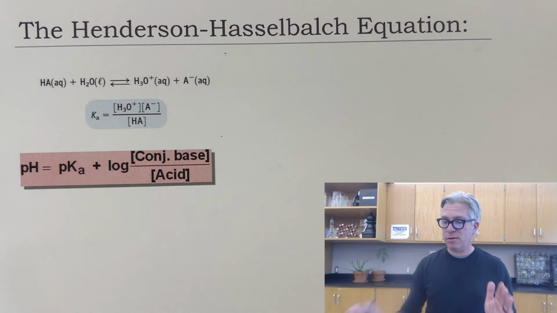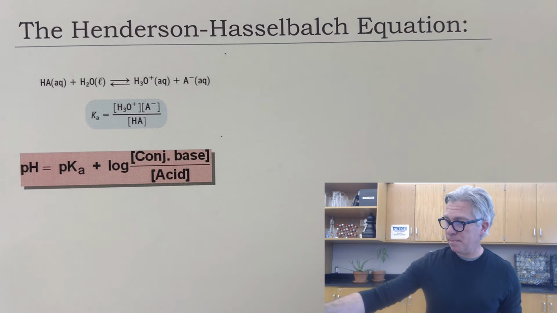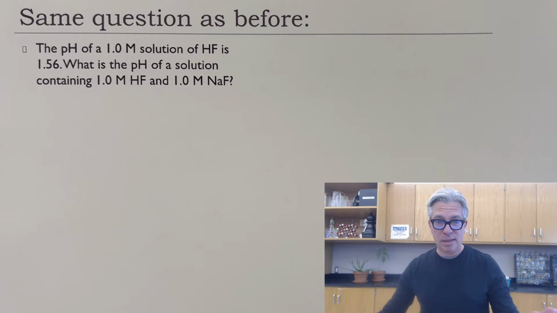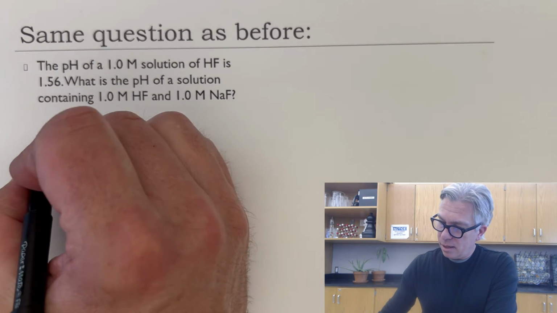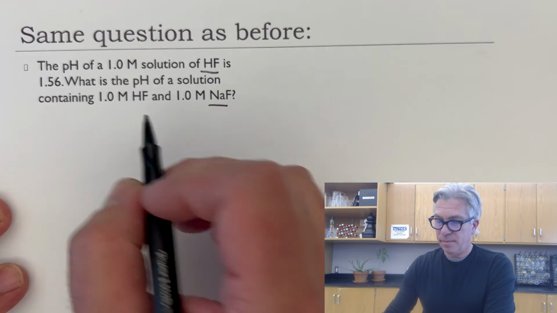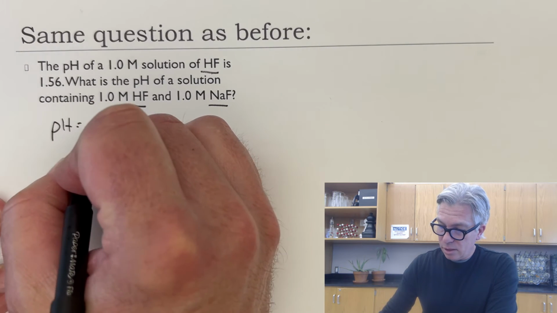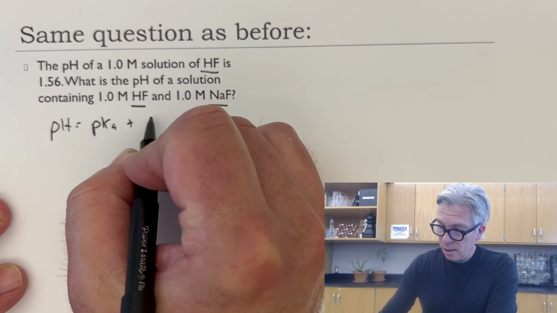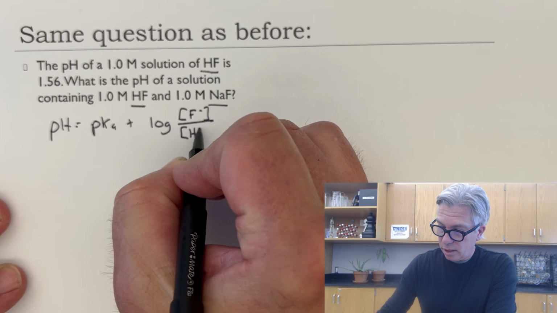If you ever see the word buffer, immediately start thinking about this, because it saves you doing a bunch of ice tables sometimes. Let's see how it works. We're going to go back to the same question as before, so we're going to get the same answer as before. Just bear with me, but I want you to see how it works. If I think, oh, I've got a weak acid and I've got its conjugate, okay, I'm thinking buffer, I'm thinking Henderson-Hasselbalch. pH equals the pKa plus the log of the base concentration over the acid concentration in your buffer.